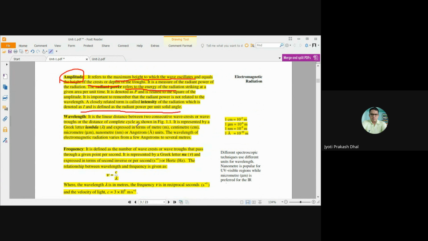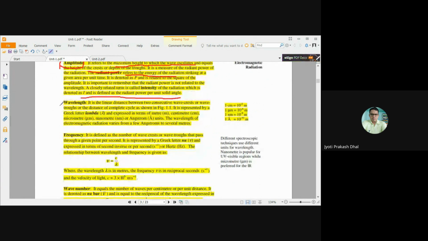Now coming to the next factor, wavelength. The next characteristic factor is known as wavelength. It is the linear distance between two consecutive crests or two consecutive troughs. Now suppose this is the direction of propagation, and let this be the wave.